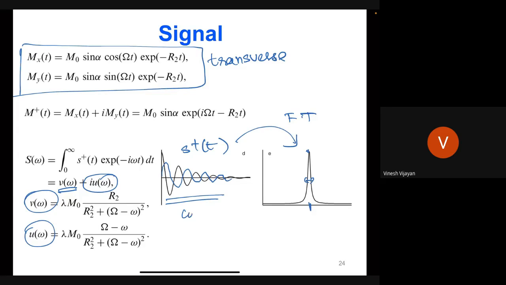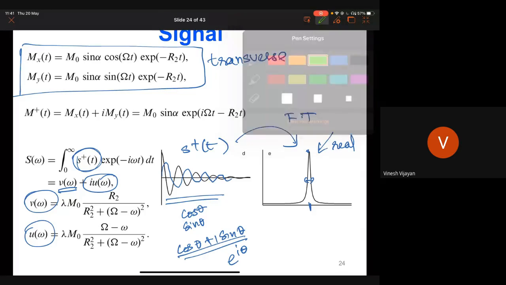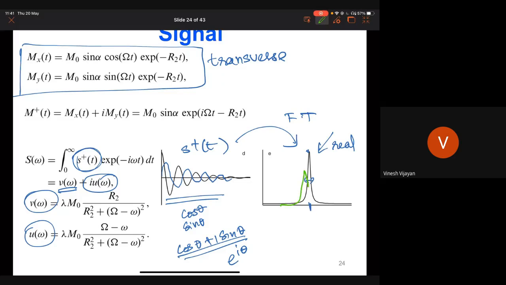So one is the cos signal, the other is the sine signal, which when you put together as cos theta plus i sine theta, you get a complex signal, which is nothing but e to the power i theta, which is the kind of form of the signal that we have here, which when Fourier transformed will give you real and imaginary parts. And whatever is shown here is the real part of the signal, while in the case of EPR, you might end up seeing resonances that are shown as dispersive for different reasons. That is nothing but the dispersive part that you end up seeing.